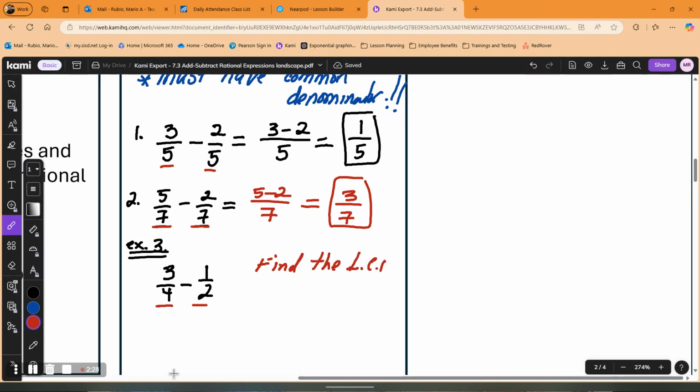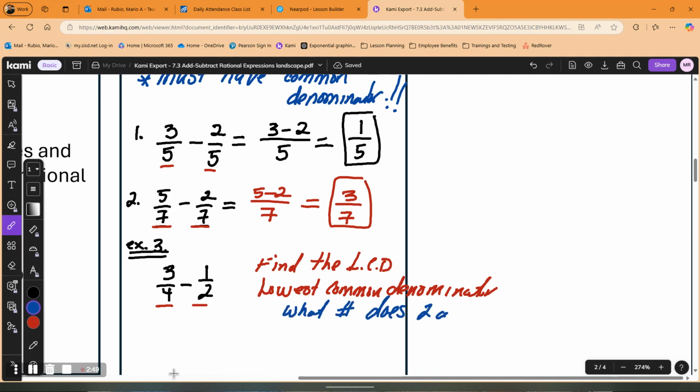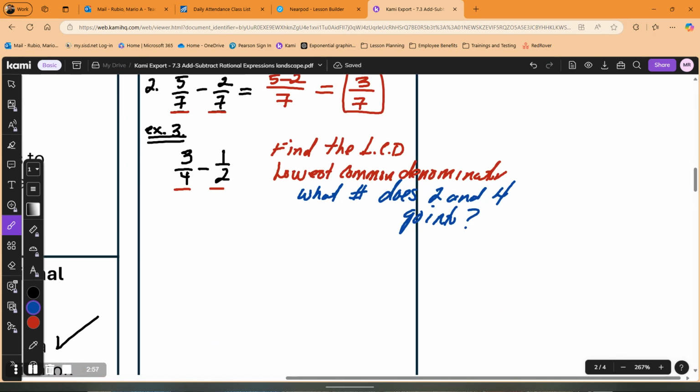the LCD, or what we call the lowest common denominator. Okay. What number, in other words, what number does 2 and 4 go into? Well, 2 and 4 both go into the number 4. Okay, so I'm going to write that first.